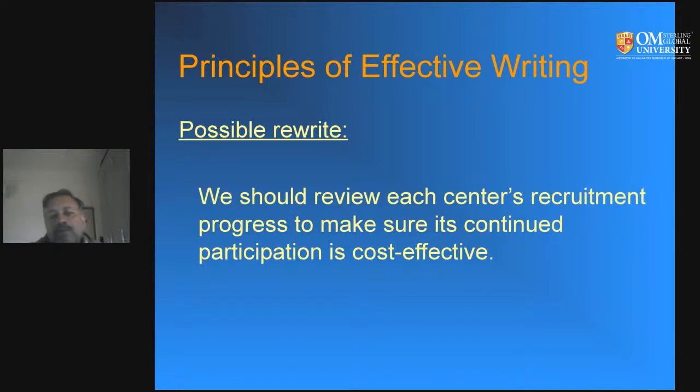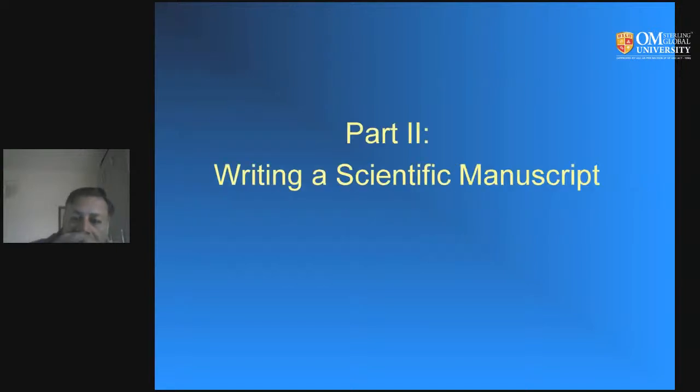So it is possible to rewrite this sentence in a better manner. We should review each center's recruitment process to make sure its continued participation is cost effective. This is a possible rewriting of that sentence.